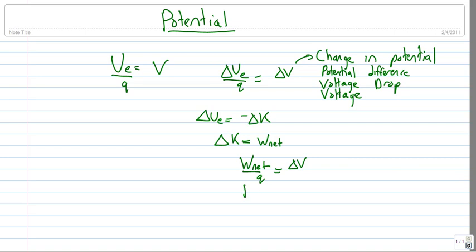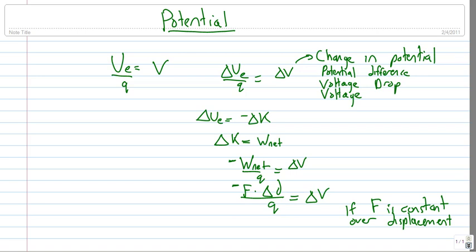Well, remember that work is force times displacement, assuming that the force and displacement are going in the same direction. Sorry, it's negative W_net over Q, which is negative F delta D over Q, assuming force and displacement go in the same direction, equals delta V. Now here's another thing I can do. If force is constant over the displacement, if it's not changing when you displace the charge, then F divided by Q, well, that's just field. Negative E delta D is delta V.